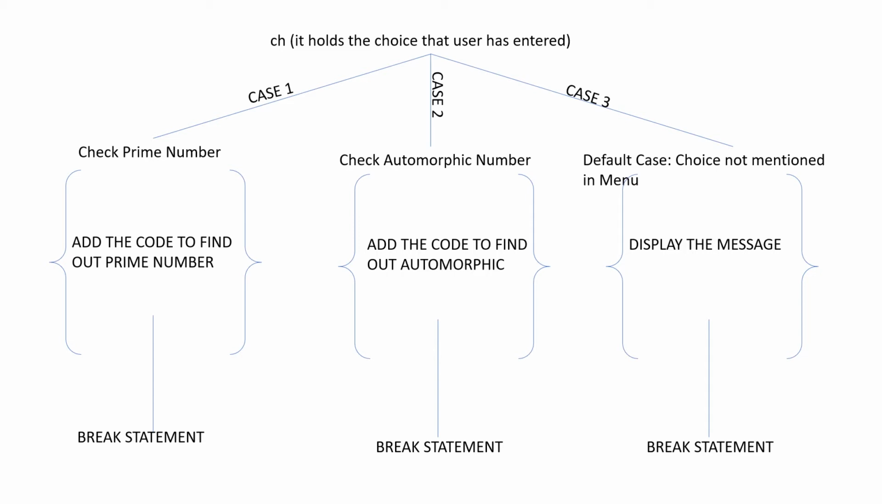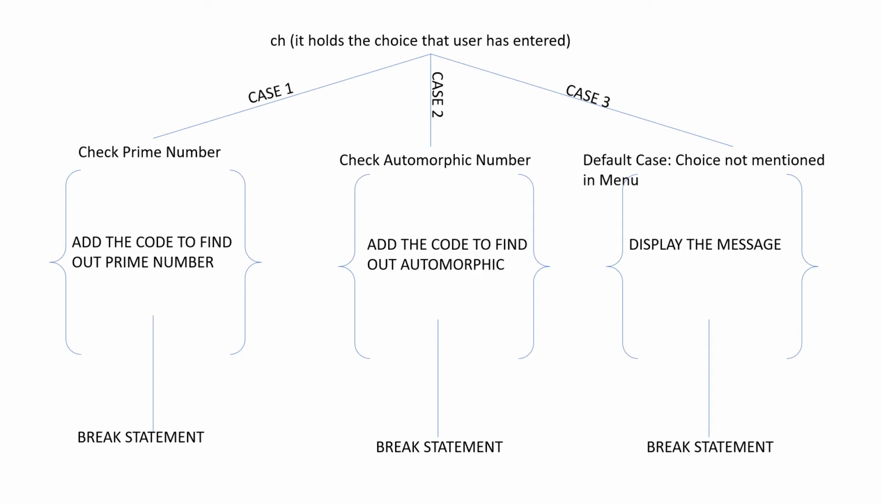In every case, we would add the code which does something. In case 1, we will add code to find out a prime number. In case 2, we will add the code to find out an automorphic number. And in the default case, we will just print a message that you have entered a wrong choice. Now, there's a small twist.